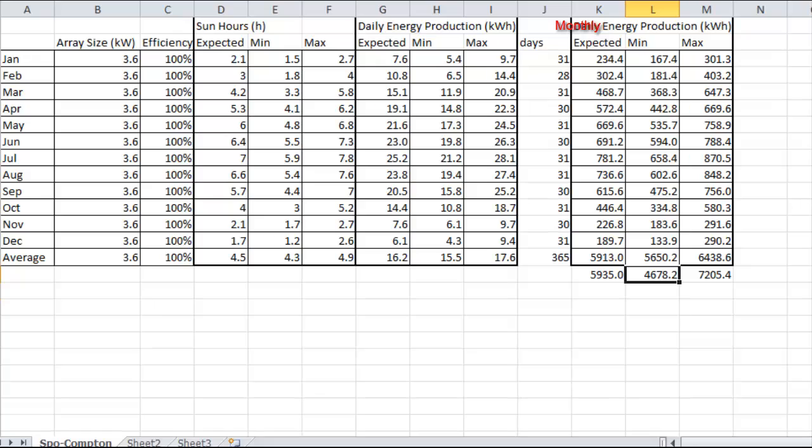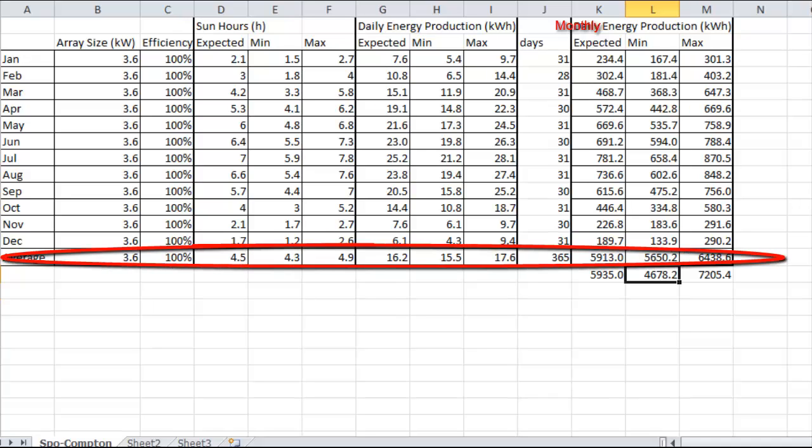4,678 kilowatt hours. It may seem like I'm doing this the long way because I'm ignoring the annual average column on the right-hand side of the datasheet and the bottom row in this spreadsheet. If you're looking at a quick snapshot only, one could use this average data to calculate what the array would produce on average and what an average year would look like. In this case, 5,913 kilowatt hours is really close to our tediously calculated 5,935 kilowatt hours.